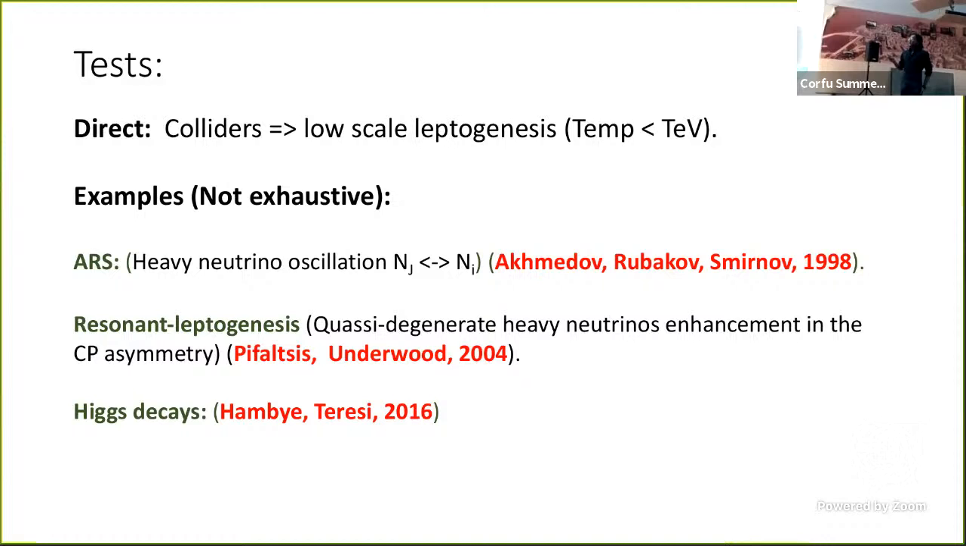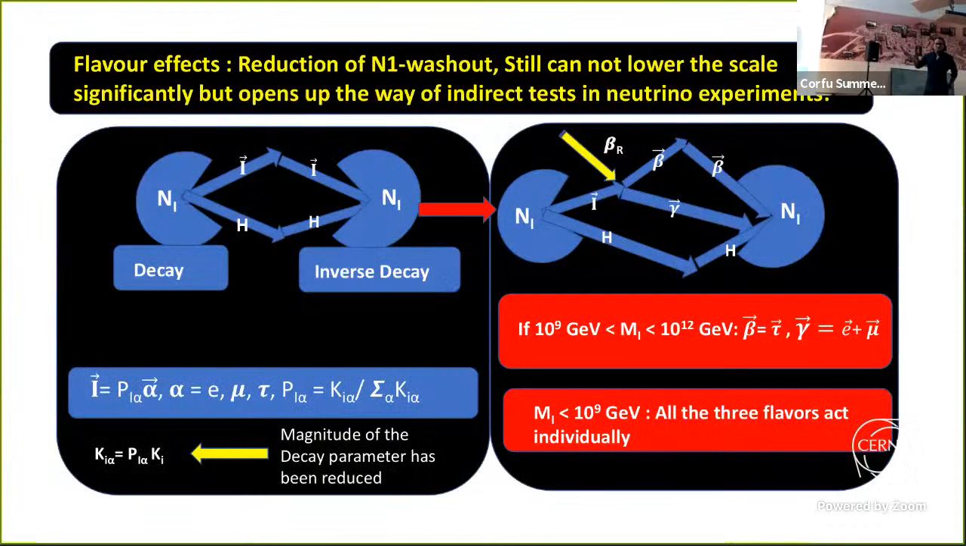And you can also test leptogenesis indirectly. For example, in general the leptogenesis mechanism is not sensitive to neutrino mixing parameters. To make it sensitive to neutrino mixing parameters, you need to include effects like flavor effects. So what are flavor effects?